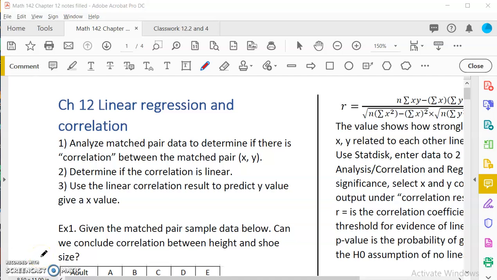Hello statistics student, this video is for chapter 12, sections 12.2 and 12.4. We are looking into chapter 12, which is a study of linear regression and correlation.